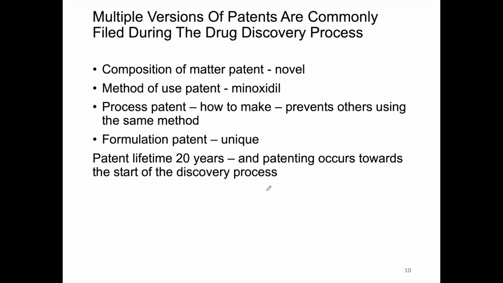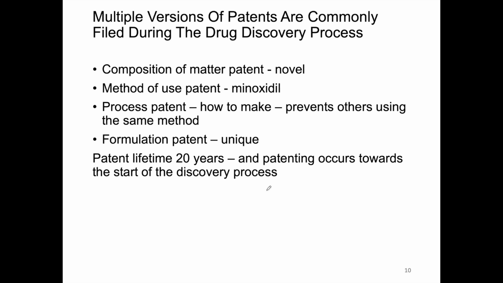How to make something is a process patent. You can prevent others from using the same method to make it, and you can patent that approach. How you formulate something can obviously be unique, and therefore that's patentable. Patent lifetimes typically last 20 years, and the patent occurs towards the start of the drug discovery process. So if it takes anywhere between 8 and 12 years to get a drug approved, then you only have between 8 and 12 years to make a profit.